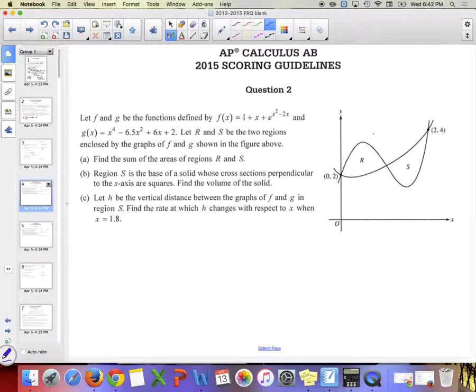Okay, so we've done lots of area and volume problems, and I've told you that over the last few years, they've gotten a lot harder. And you guys can see this is finding 2 areas, not just 1 area. So we have to add them together.